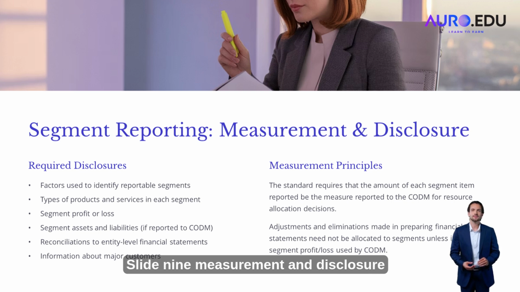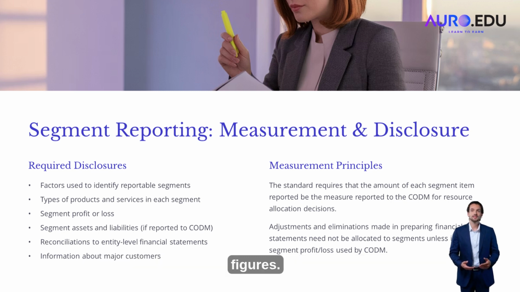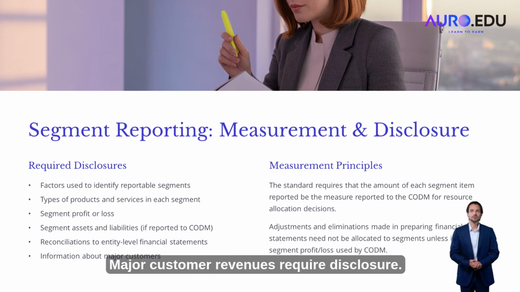Slide 9. Measurement and Disclosure. Segment disclosures must include basis of segmentation, nature of products and services, segment profit or loss, and segment assets. You must reconcile segment totals to consolidated figures. Major customer revenues require disclosure. Measurements align with those used internally by the CODM for resource allocation decisions.